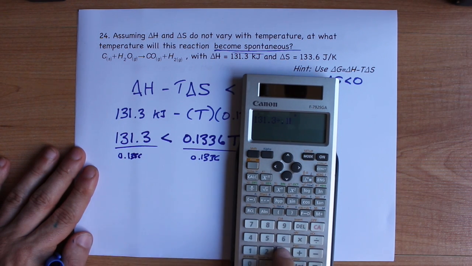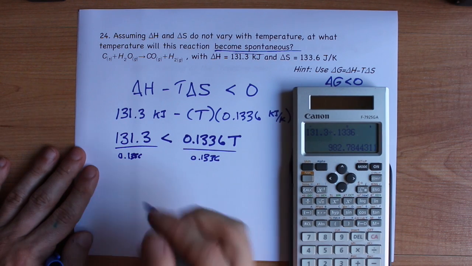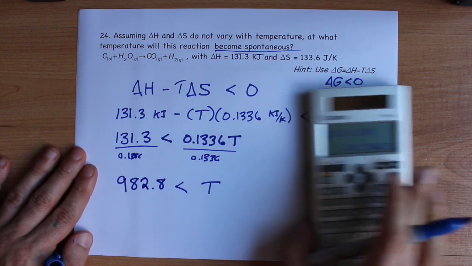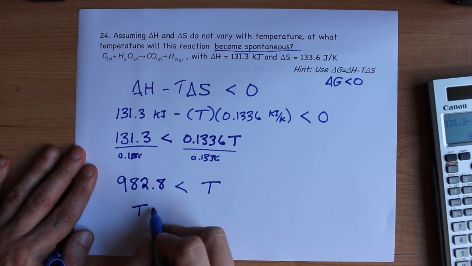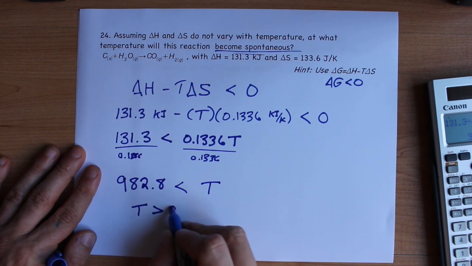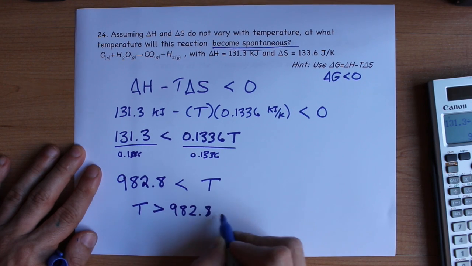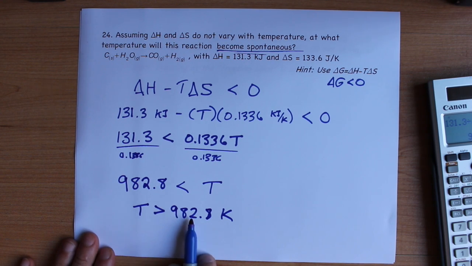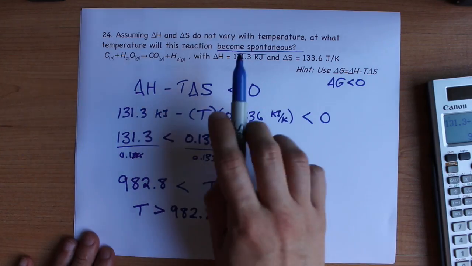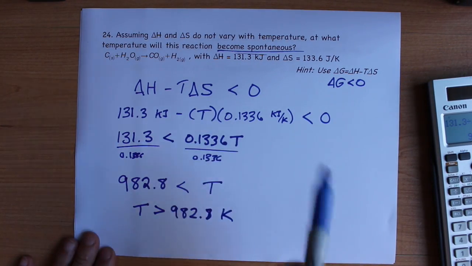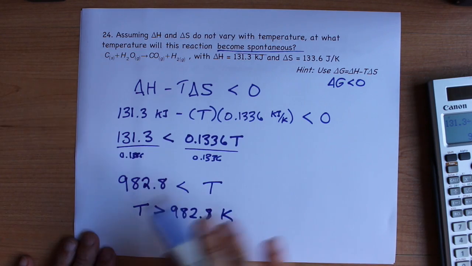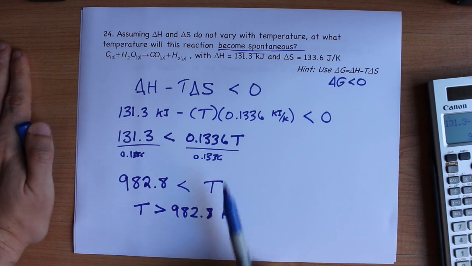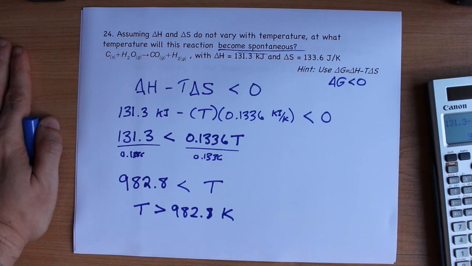131.3 divided by 0.1336 gives me 982.8 less than T. So I can rewrite that with everything flipped. T on the left, this is a greater than sign, 982.8. This is in Kelvin. And what this is telling us is that at temperatures greater than 982.8 Kelvin, this reaction is spontaneous. 983, 984, 1,000, a million, all of those temperatures make this reaction spontaneous. Anything less than this in Kelvin will make the reaction spontaneous in the reverse direction.